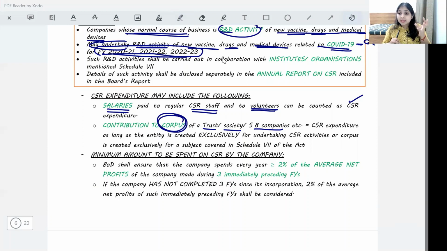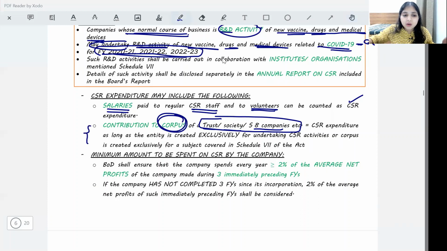Corpus is like the main fund, the core fund of the trust, society or Section 8 company. In case the trust, society or Section 8 company is created just for the purpose of doing CSR activities, it is incorporated exclusively to do CSR activities only, then instead of telling them for what activity how much has to be spent, you can straight away put money into their corpus. It will be considered as if it is CSR expenditure.